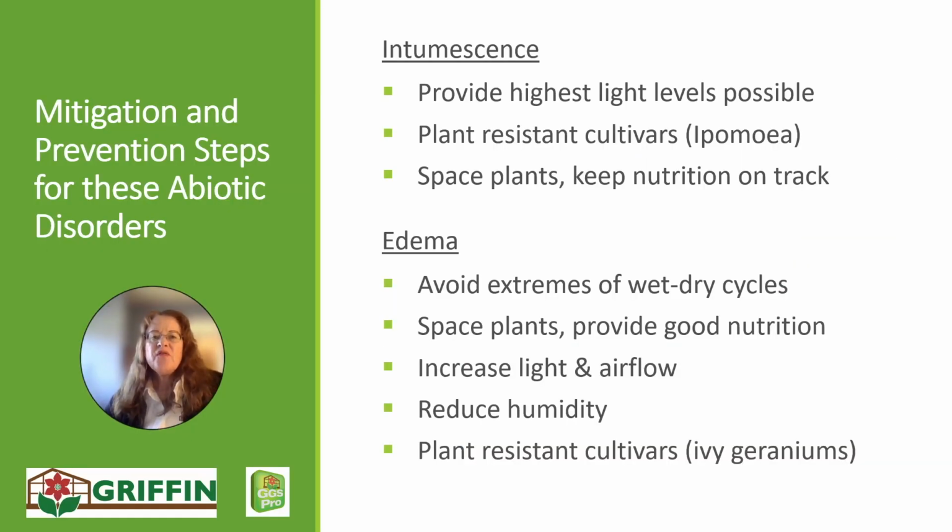So how can we prevent these disorders in our winter greenhouse? Well, for intumescence, provide the highest light levels possible. Plant resistant cultivars, those have been researched and documented for the sweet potato cultivars. Space your plants so that they receive the highest possible UVB light down into the canopy, and keep the nutrition on track to keep the plant generally healthy.